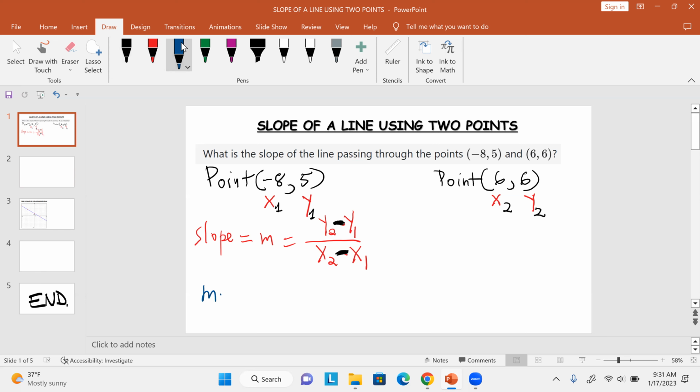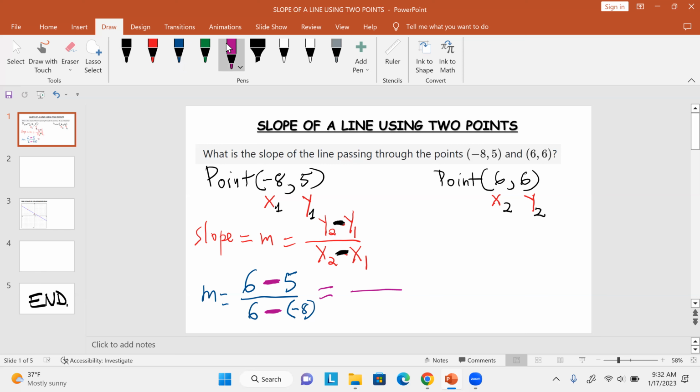For that, you're going to have m is equal to the y2, which is 6, minus y1, so 5, over x2, which is again 6, minus x1, and x1 is -8. For that, I'll put -8 in a parenthesis. Again, let's see. This negative sign I just highlighted is from the formula. Now, the -8 is the value of x1.